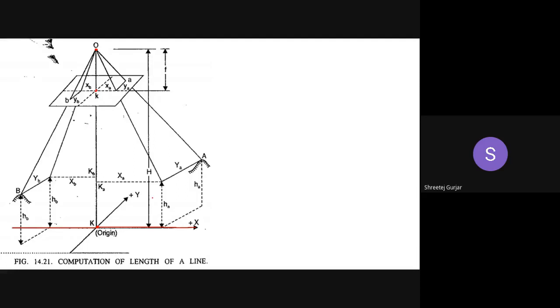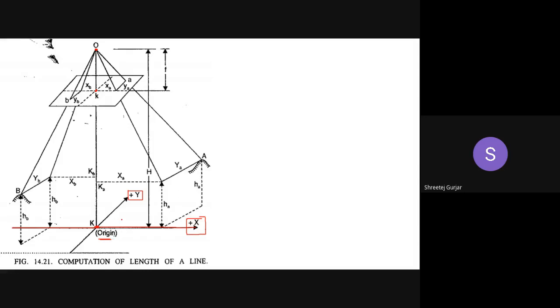Then this we will consider as the positive x direction. This we will consider as the positive y direction. Okay, on the ground we are talking about. This is in the plane of the ground, in the horizontal plane. So this is the positive y-axis, this is the positive x-axis, and this point K we will consider as the origin, the 0, 0 coordinates.